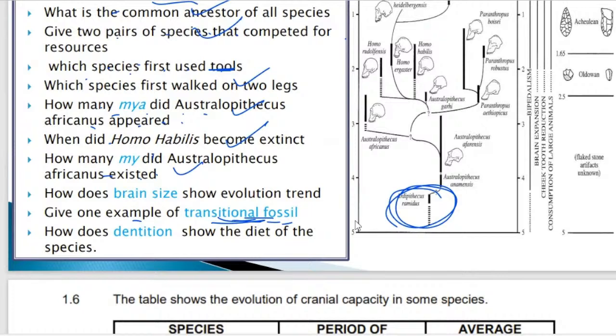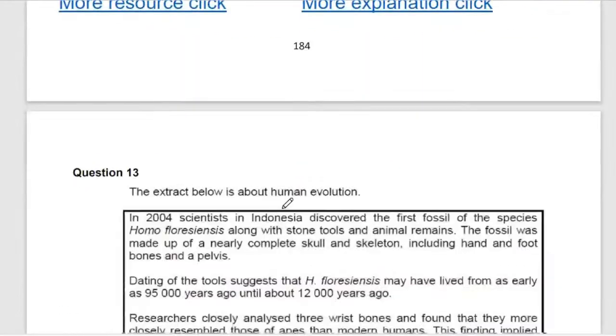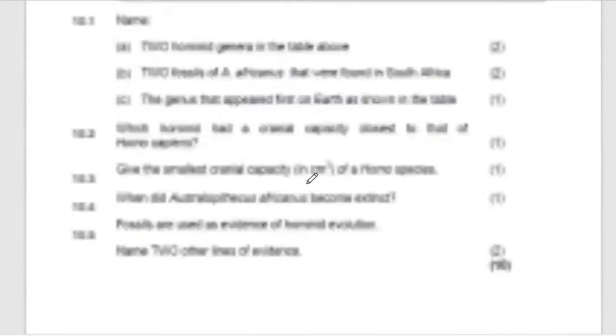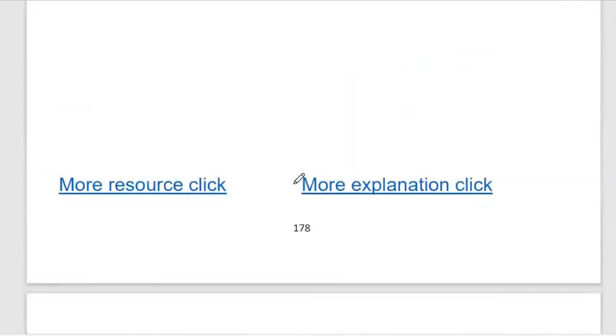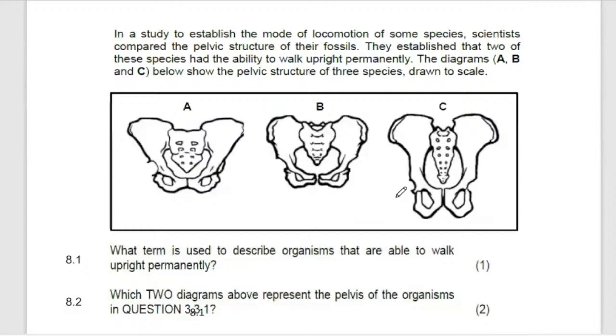How does dentition show the diet of the organism? Dentition shows the diet. How does it show? If you have sharp canines, it means that you are feeding on raw food. Yes, raw food, and this food is tough, therefore you have to use sharp canines like this. Sharp canines, yes. I think that's the question.